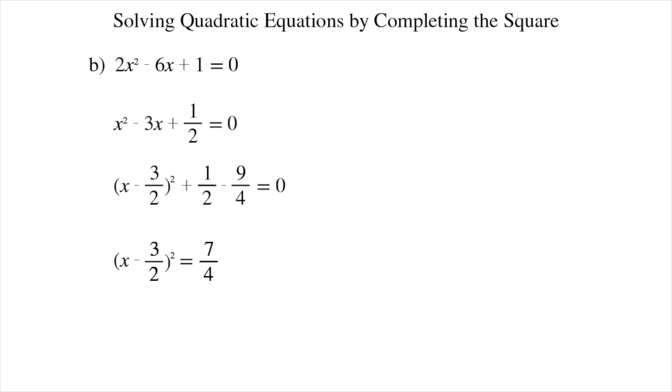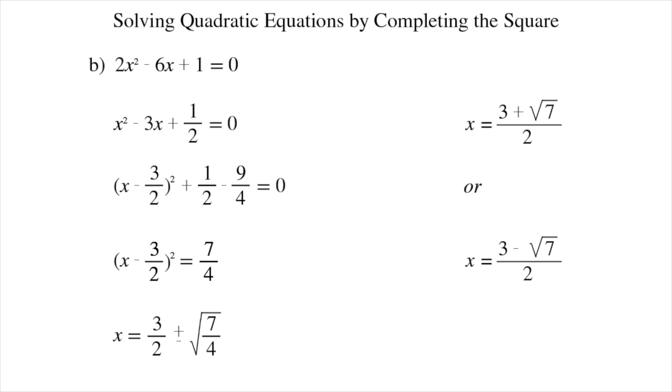So, x minus 3 over 2 is equal to the square root of 7 over 4. And remember, we can have the positive or negative square root, so that x is equal to 3 over 2 plus or minus the square root of 7 over 4. We can rewrite that as x is 3 plus root 7 over 2, or x is 3 minus root 7 over 2.